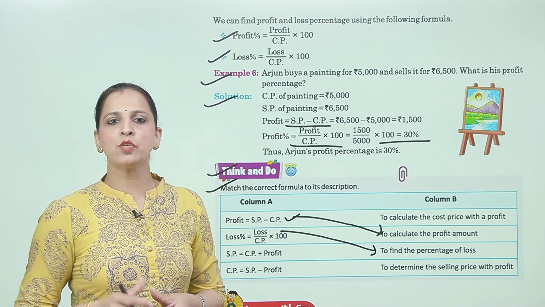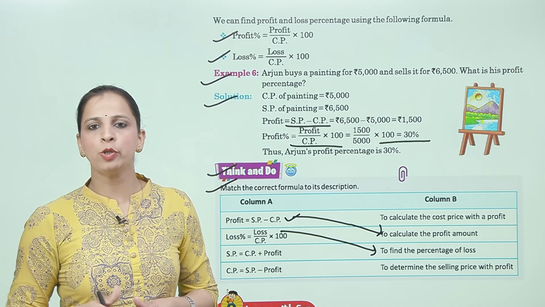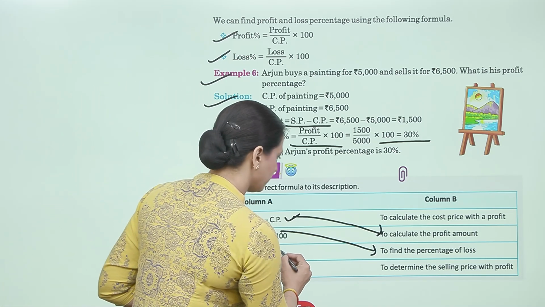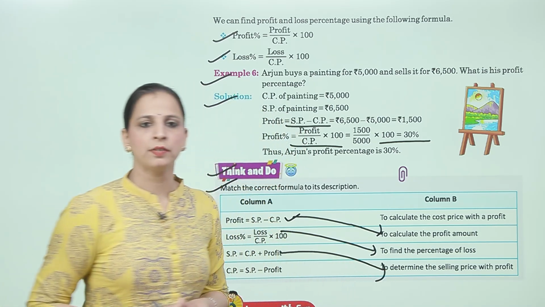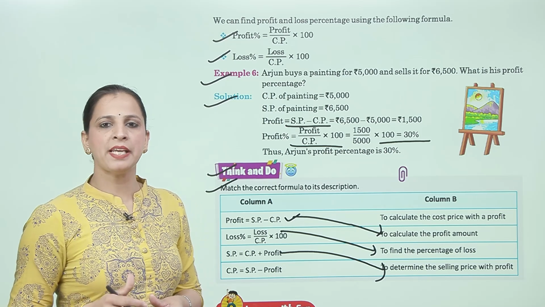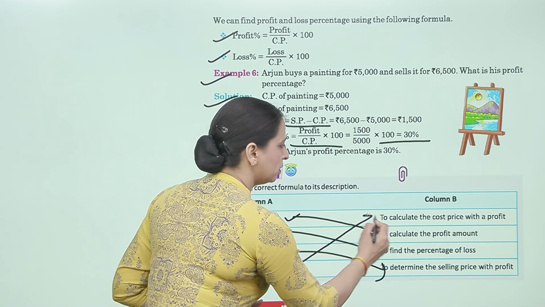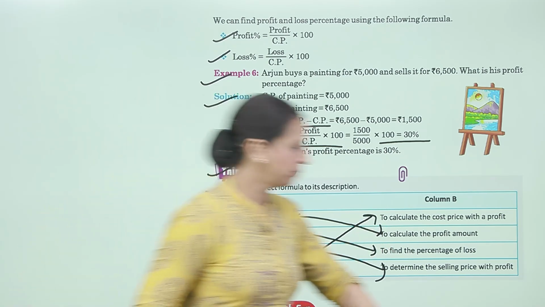Next, SP is equals to CP plus profit to calculate the selling price with profit. CP is equals to SP minus profit to calculate the cost price with a profit.